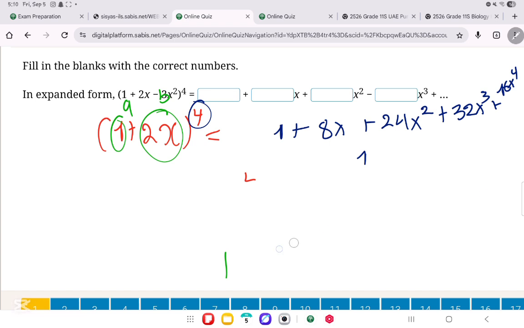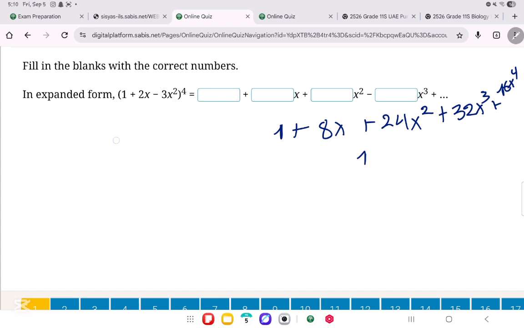And please, on your copybooks, or on a piece of paper, I'm writing on my copybook, write the value of (1 + 2x)^4. It is 1 + 8x + 24x² + 32x³ + 16x⁴. Perfect. Just like that, we finished (1 + 2x)^4.